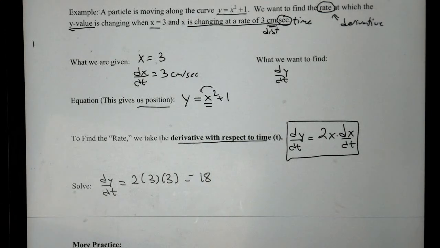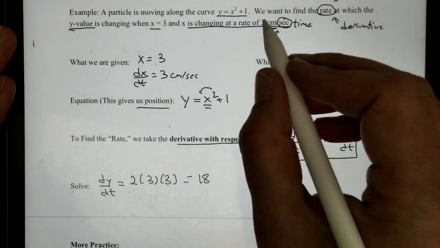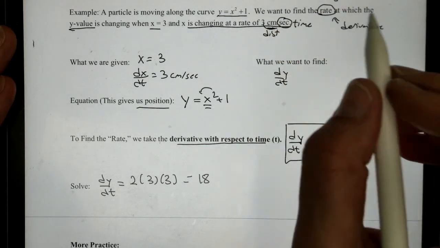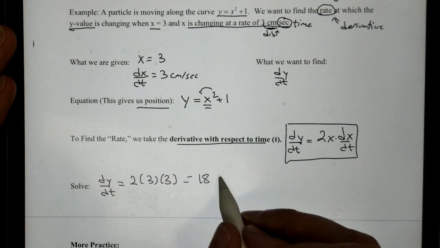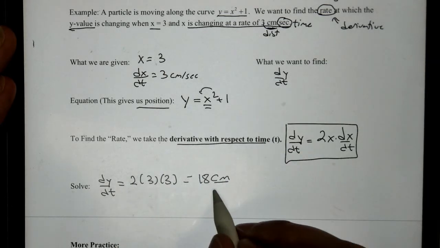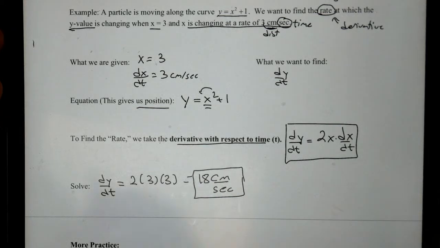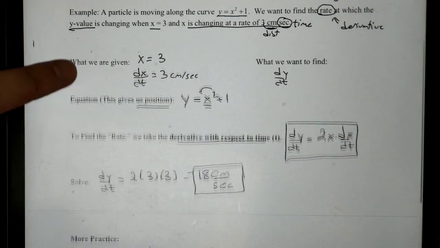So now let's talk about units. Over here they said the distance we're talking about is in centimeters. So the change in y is going to be centimeters. And the change in time, they're telling me, is seconds. So this is changing at a rate of 18 centimeters per second. And that's it. That's all we have to do there. So let's take a look at another example.